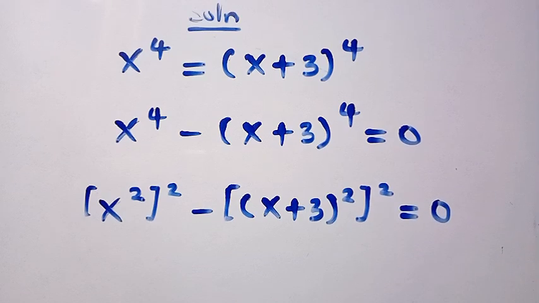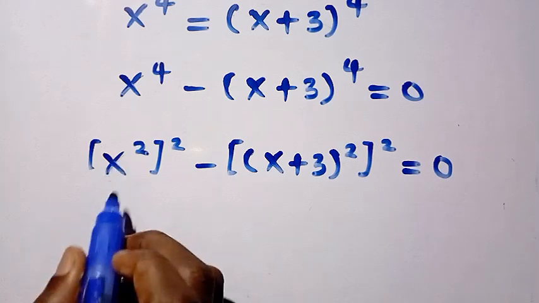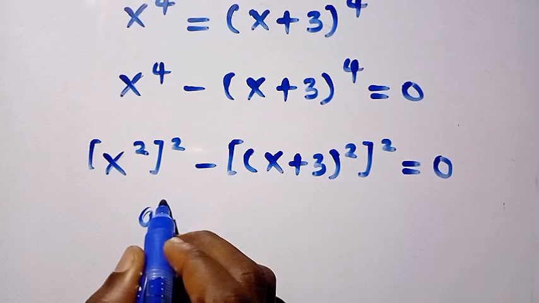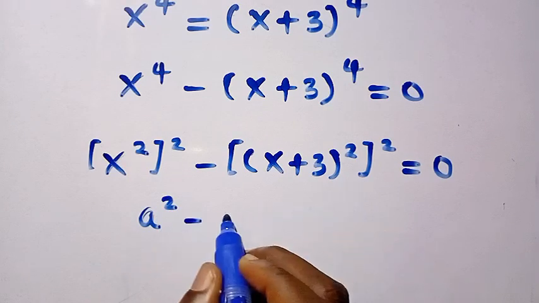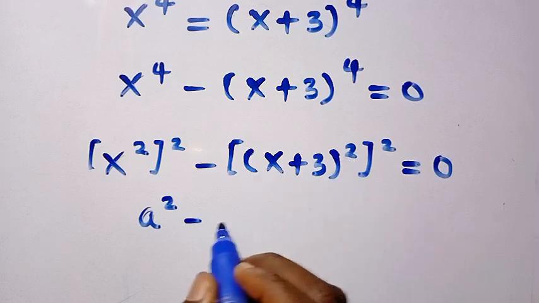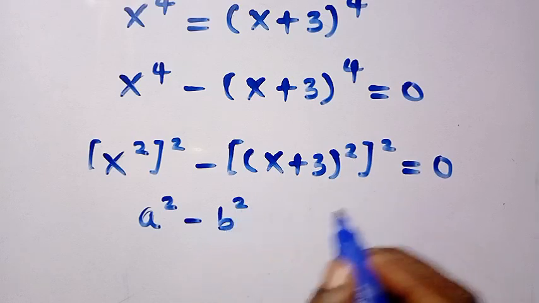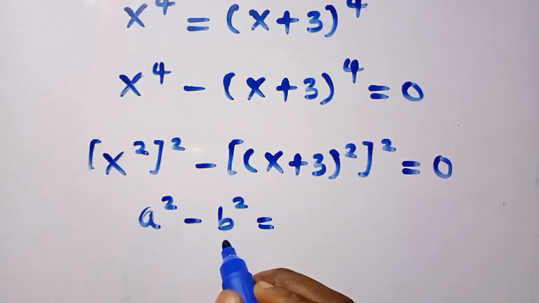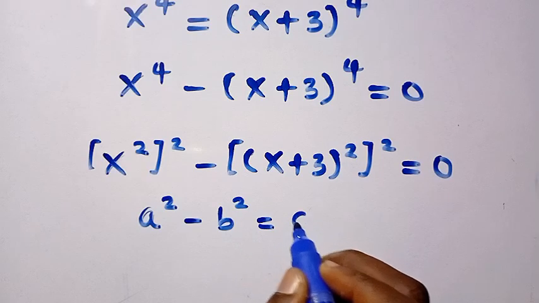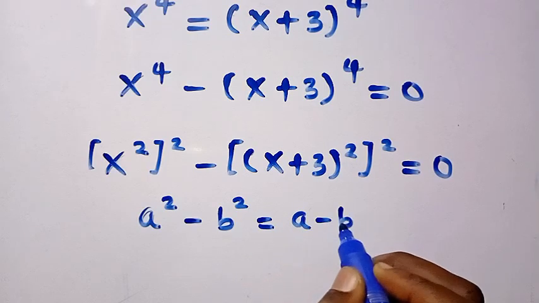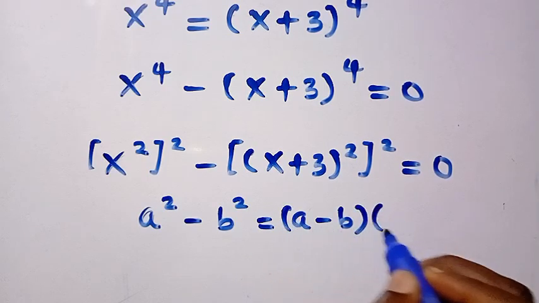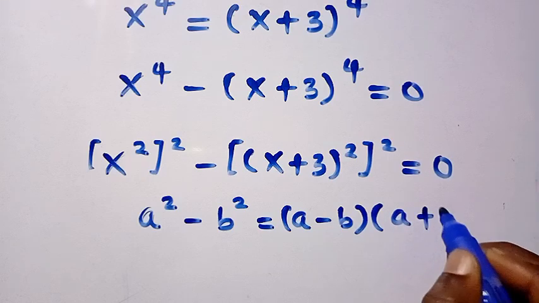As if this is just like a, then having squared, minus also the whole of this is b having squared. So this is a difference of two squares, which is written as (a - b) multiplied by (a + b).